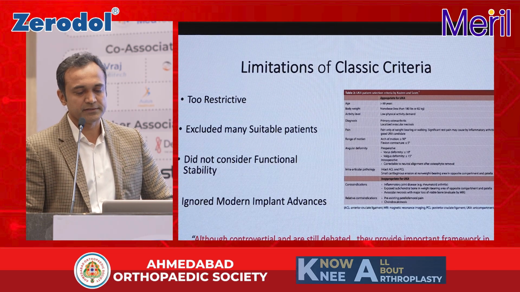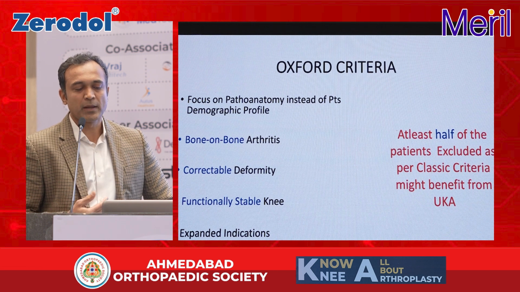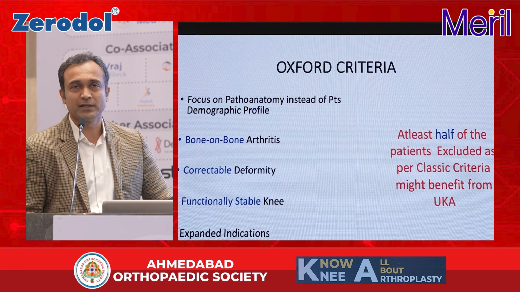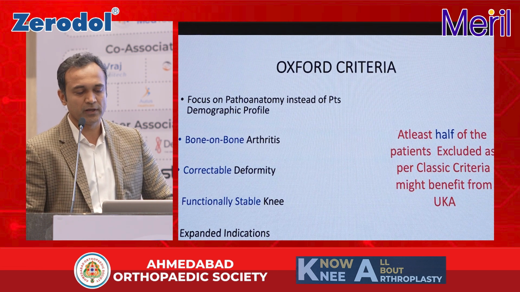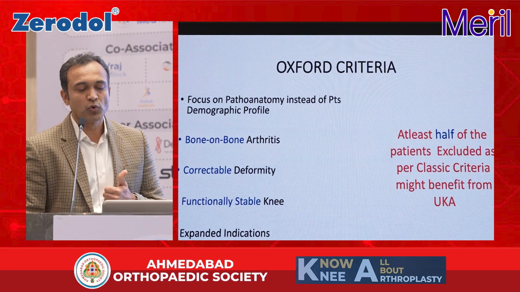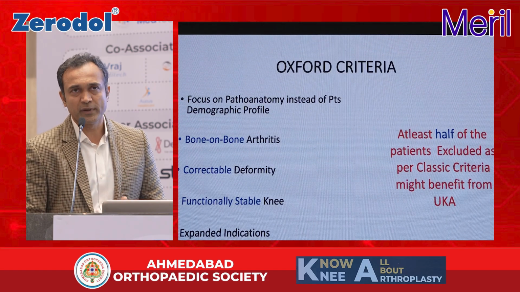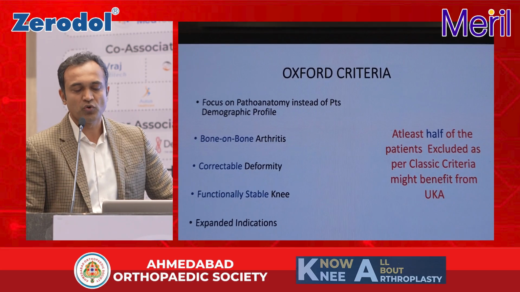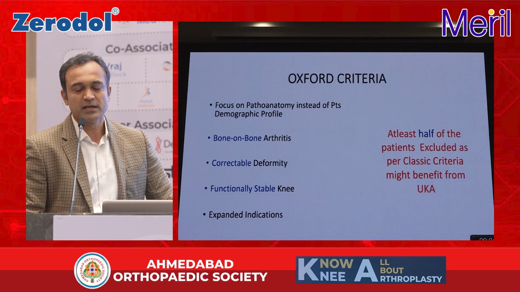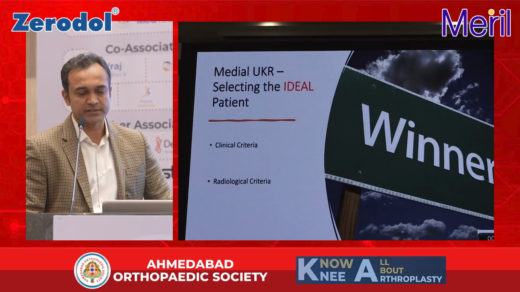modern implant designs. With this, Oxford came up with criteria which focus mainly on the pathoanatomy of the patient instead of the demographic profile. It required bone-on-bone arthritis, correctable deformity, and a functionally stable knee to offer uni. With these criteria, at least half of the patients could be offered this surgery.